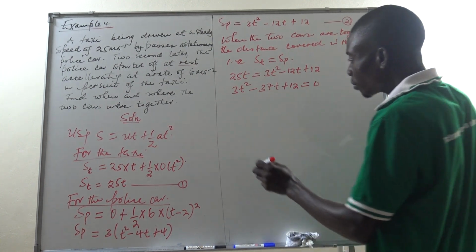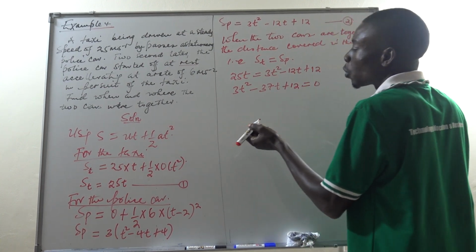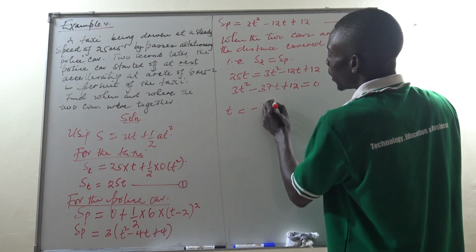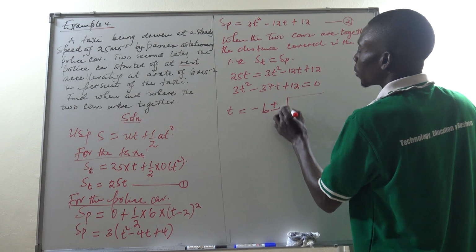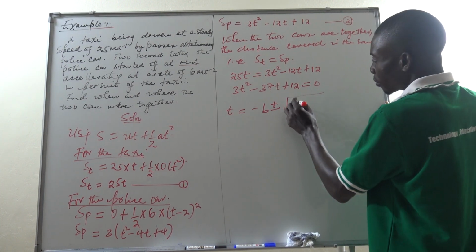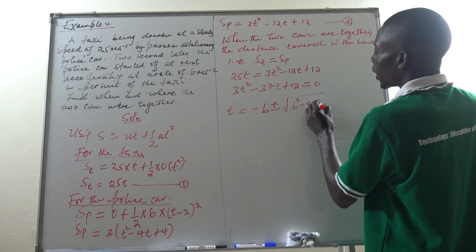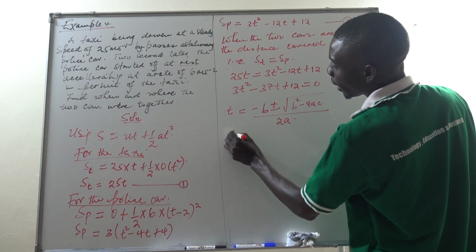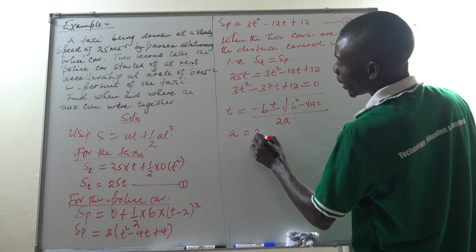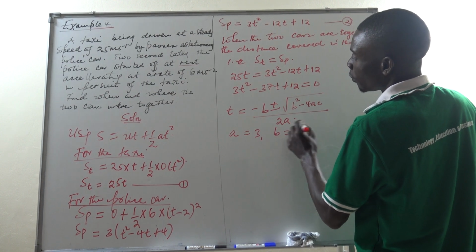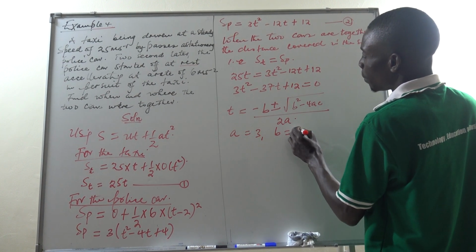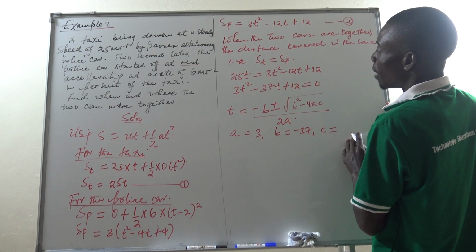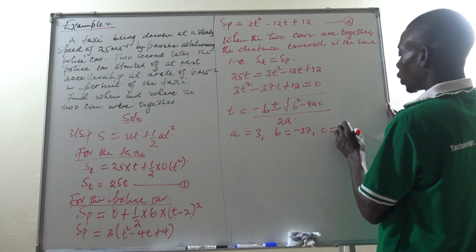So, if we are to use the quadratic formula, t equal to negative b plus or minus root of b squared minus 4ac all over 2a. What is my a? My a is 3. What is my b? If you're comparing, my b will be negative 37. And then what is my c? My c will be equal to 12.